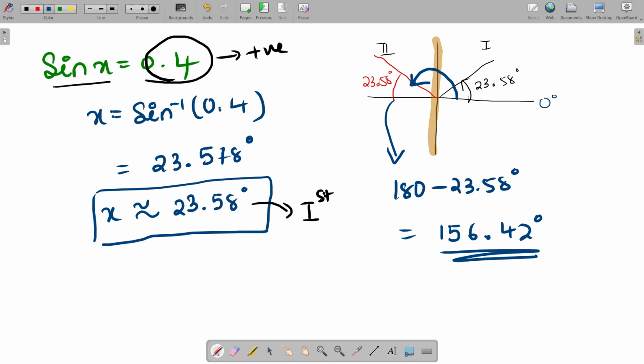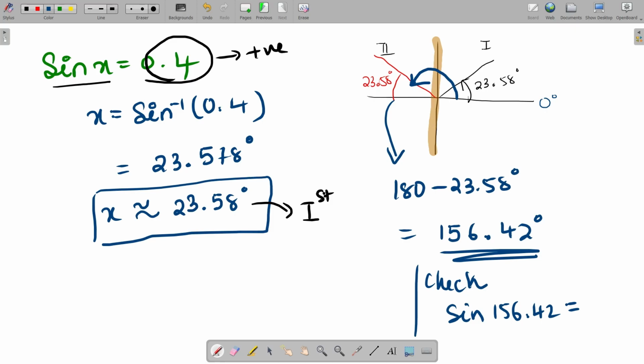Okay, let's check the answer. Substitute to check. Substitute the value of x as 156.42. So 156.42 degrees is equal to, yeah, you're getting, see, it won't be exact, it will be near to it.